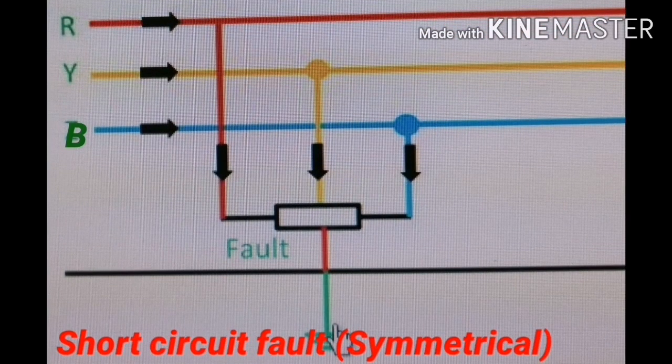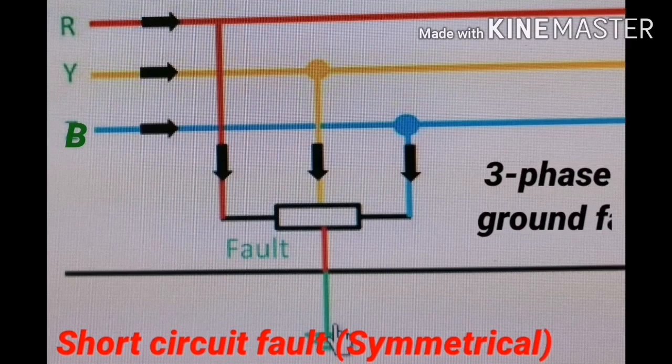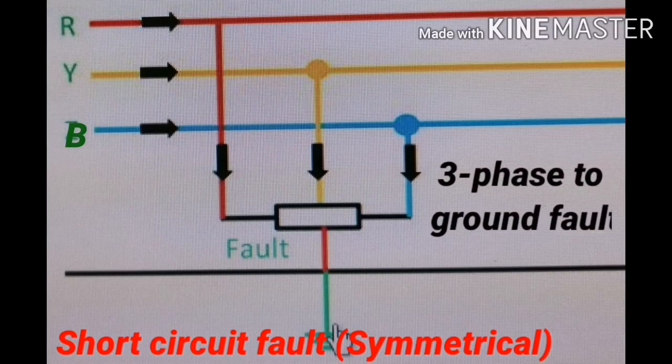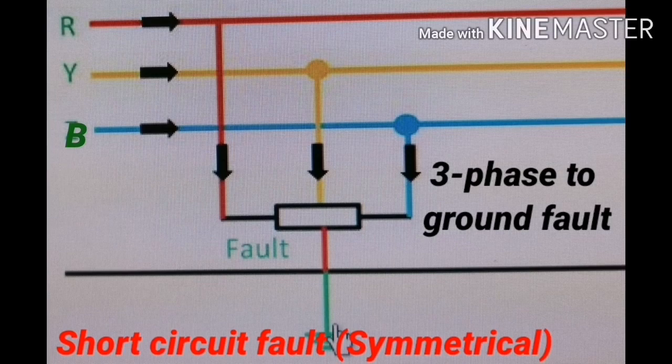Now see the next one, that is three-phase to ground fault. In this type of fault, all the three phases are short circuited along with ground. The probability of occurrence of such type of fault is nearly 2 to 3%.